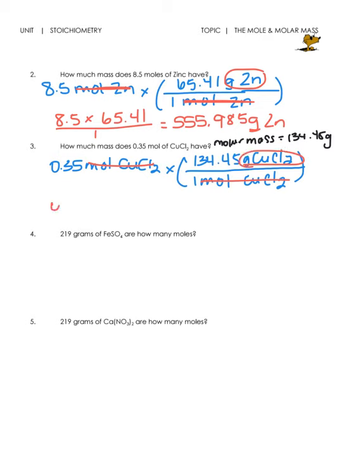So into my calculator, I'll type in 0.35 times 134.45 divided by 1, which is just simply itself. And my answer will be 47.1 grams of CuCl2.